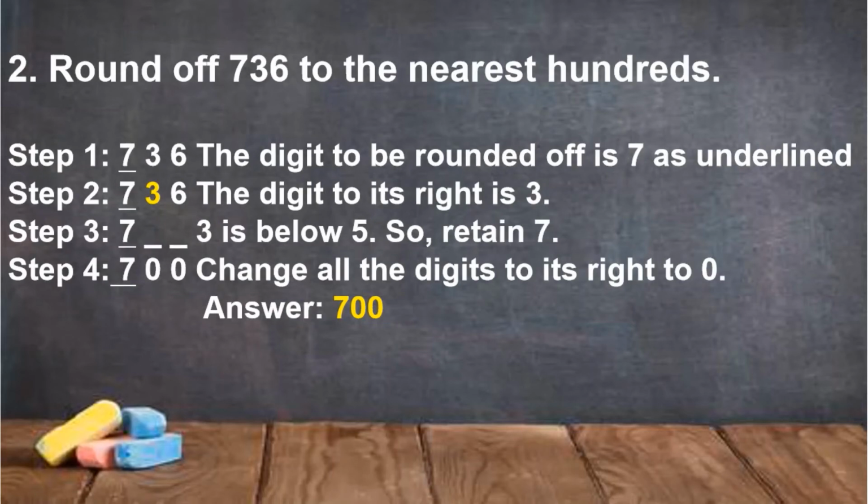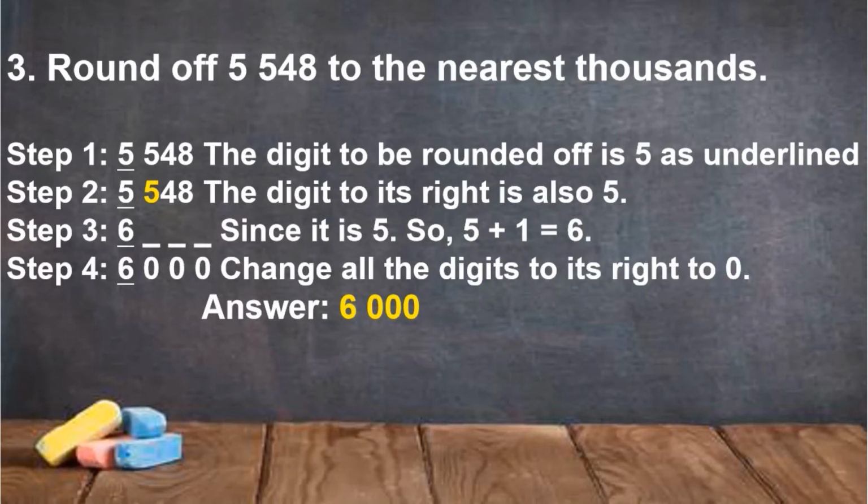Number 2. Round off 736 to the nearest hundreds. Step 1. The digit to be rounded off is 7 as underlined. The digit to its right is 3. 3 is below 5, so we will retain 7. Lastly, change all the digits to its right to 0. The correct answer is 700.